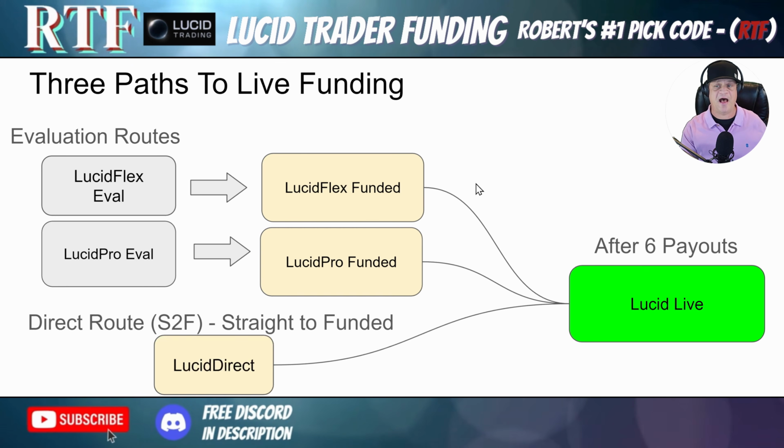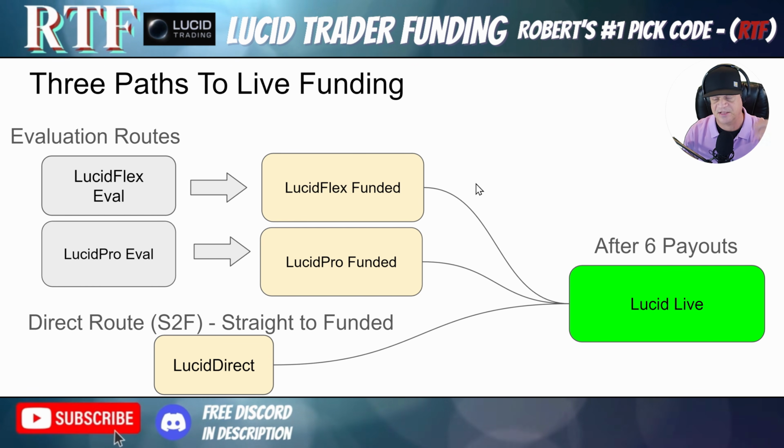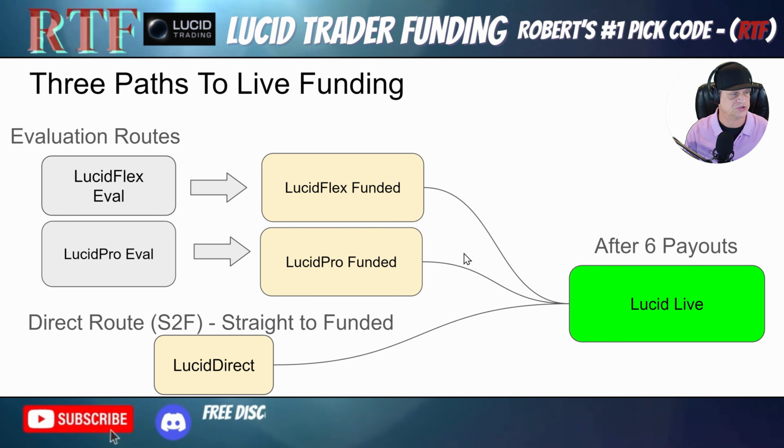Now, the other path is the direct to funded path, the straight to funded, and that's called LucidDirect. And you can see that here on the screen. And then LucidDirect also goes, eventually after 6 payouts, you move over to Lucid Live.